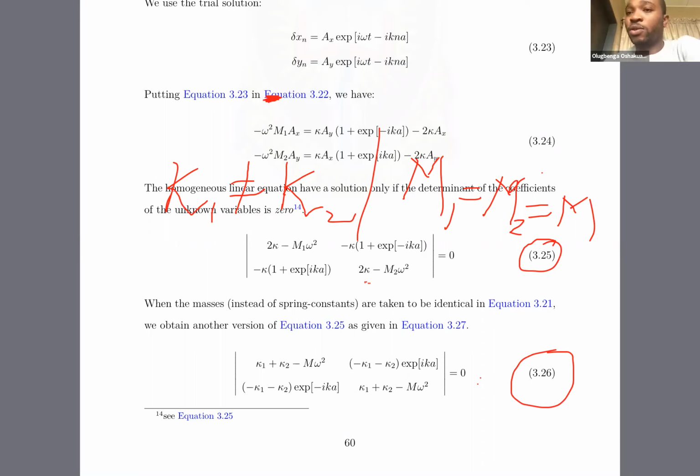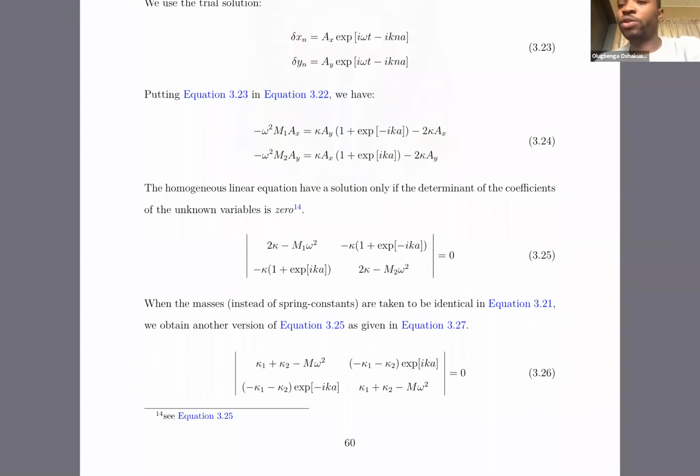26. So this equation 26 is just there to help you in case you want to attempt this solution with the second assumption, which is M being constant, while the spring constants are not equal. So let's continue.